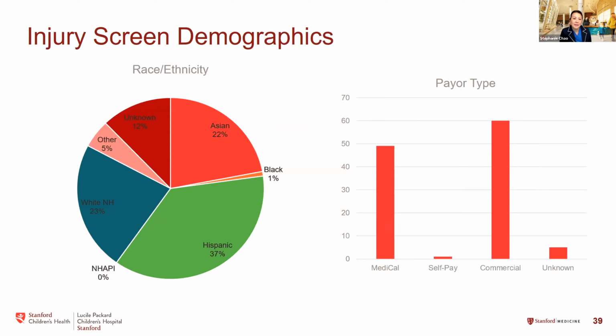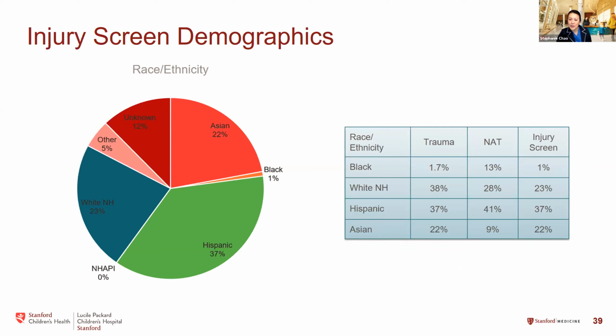In looking at the injury screen demographics, the pie chart here shows the racial and ethnic breakdown of the patients who were detected by the injury screen, and on the right, you see the payer type. And then this is just a summary table that compares it to the initial two pie charts that I showed you. So trauma patients are on the left. NAT reflects the CPS reports that historically were submitted by Packard. And now you see the results of the injury screen. You can see now, at least with the new injury screen, the demographics more closely represent our trauma population and are not as discrepant or disproportionate as our previous historical controls were. So there's still a lot of work to be done, more data to collect and analyze.